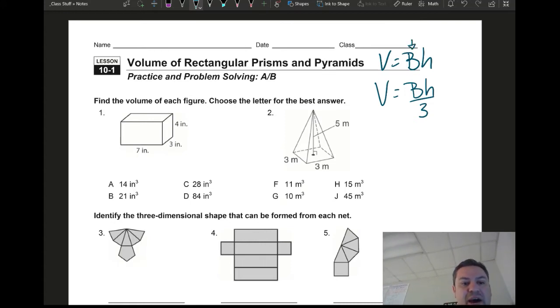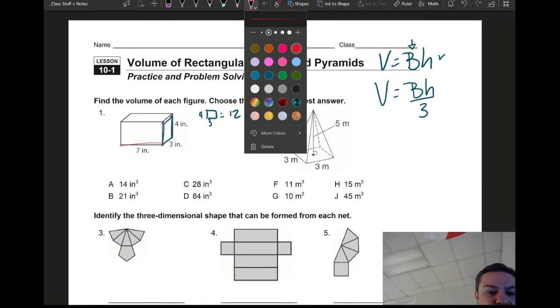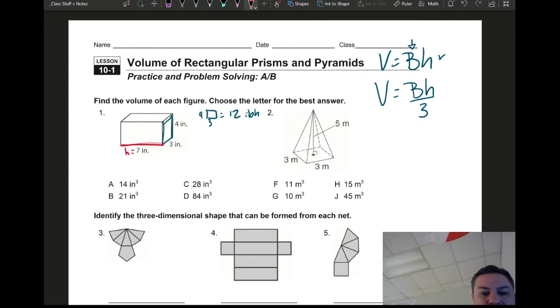Okay, number one, we have a rectangular prism. I'm going to identify my base, and I'm going to find the area for that. That's a 4 by 3, which is 12. How do I know that? It's BH. So the area of my base is 12, and I just got to multiply by the height of the prism, which is, in this case, 7. The height is 7. So 12 times 7 gives me 84 inches cubed.